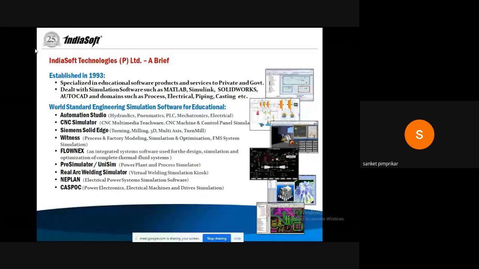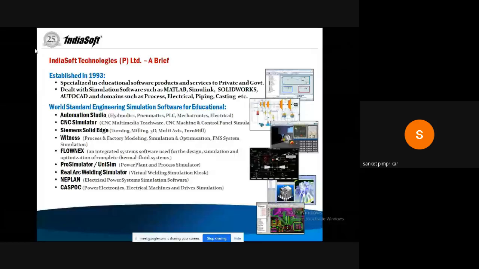Hydraulics, pneumatics, mechatronics, PLC, and electrical. It is a multi-domain software which covers various backgrounds of mechatronics and fluid power. Then we have CNC simulator, which is a 100% exact replica of a real CNC machine and control panel simulation. You have all the control panels of Fanuc, Fagor, Mitsubishi, Haas, Madak, and various industrial controllers. Then we have Siemens Solid Edge CAM Pro, which is for CAD CAM turning, milling, 3D multi-axis turn mill.